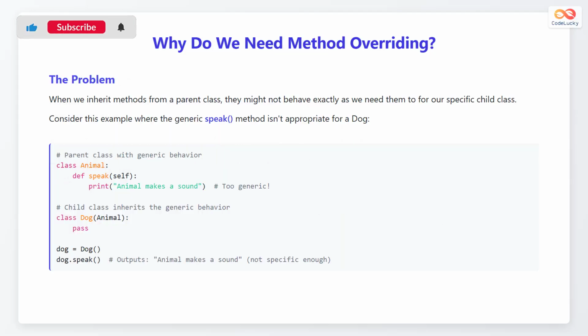Why do we need method overriding? The problem is when we inherit methods from a parent class, they might not behave exactly as we need them to for our specific child class. Consider the example where the generic speak method is not appropriate for a dog. Here, the parent class Animal has the method speak, which simply prints "Animal makes a sound." The child class Dog inherits this speak method. When we create an instance of Dog and call the speak method, it outputs "Animal makes a sound," which is not specific enough since we want a dog to woof.